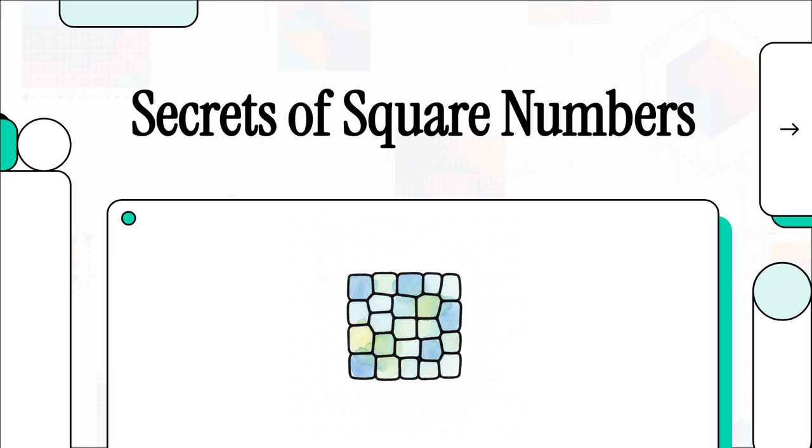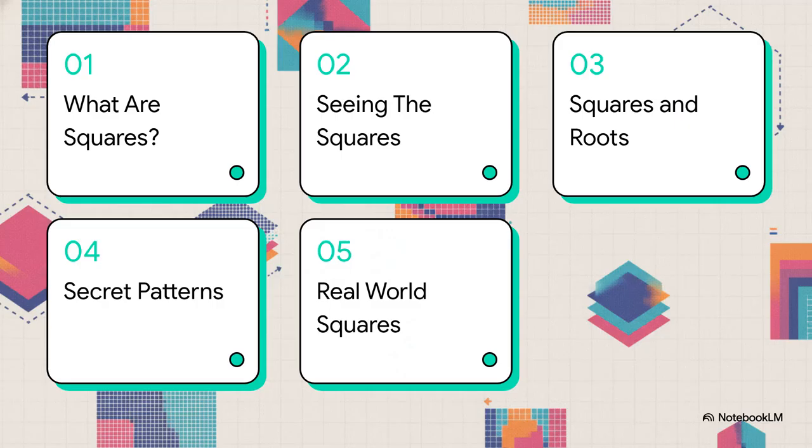So, what do things like a chessboard, a tiled floor, and even the area of your room all have in common? Well, they're all built on a special kind of number that's like hiding in plain sight. Today, we're going to uncover the secrets of square numbers, and I promise, once you see the pattern, you'll start spotting them absolutely everywhere. Here's the game plan.